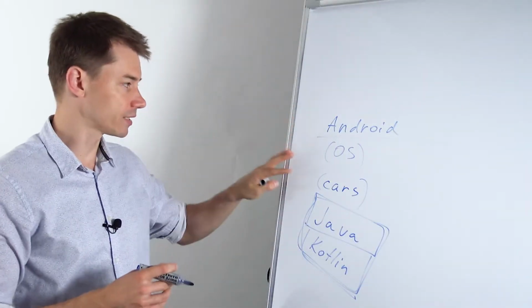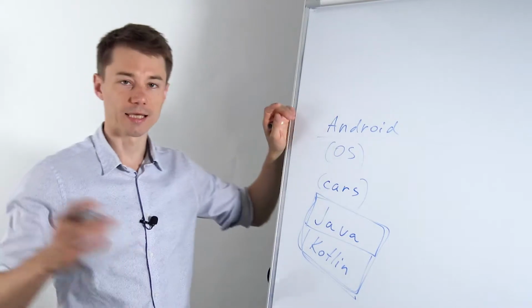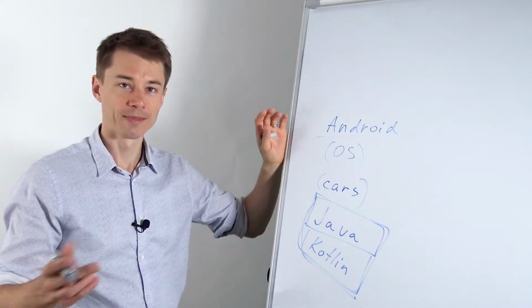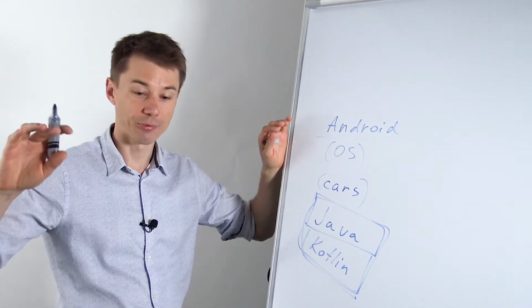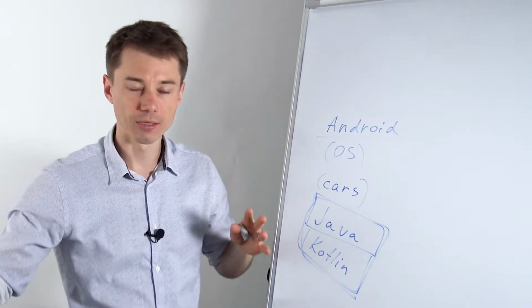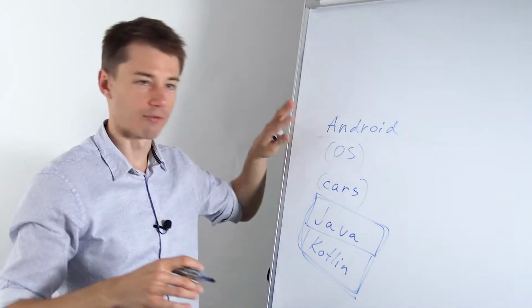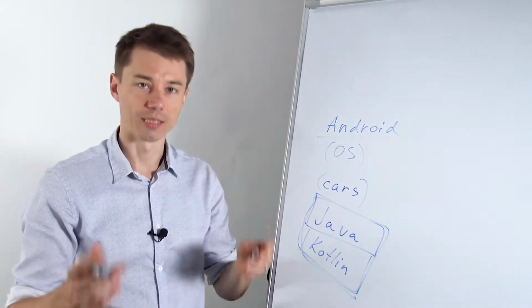Okay, so I hope this is clear. Android is an equivalent to iOS. iOS is an operating system developed by Apple, while Android is developed by an open source community sponsored by Google.